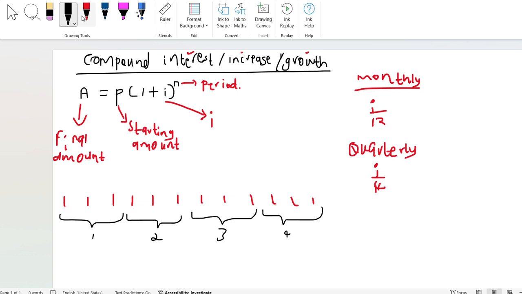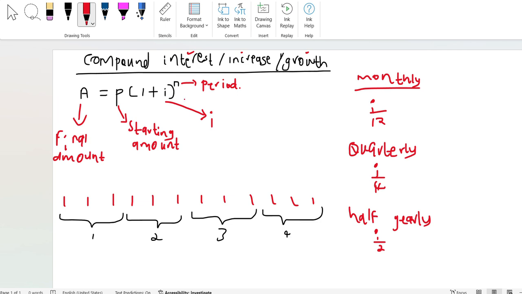And when it is half yearly, it means it's twice in a year. Half yearly can also be called biannually. So half yearly, you divide the interest by 2. This is because the interest will be charged twice a year. Quarterly, it is charged 4 times a year, and monthly, it is charged every month in a year. Hence, you divide the I by 12.